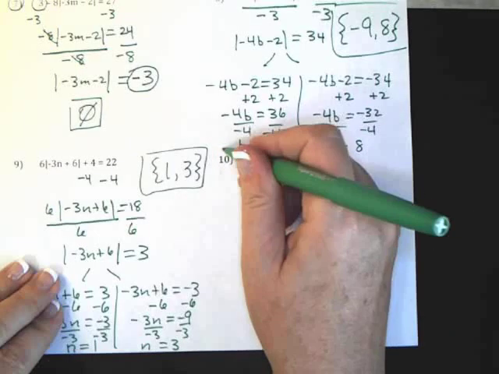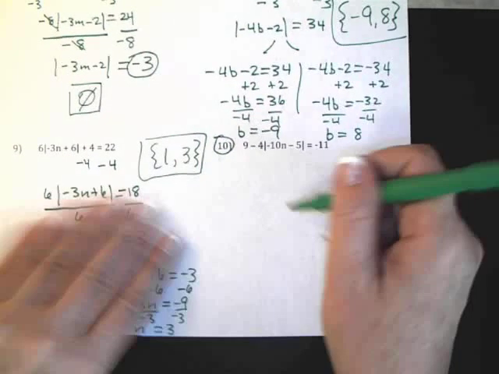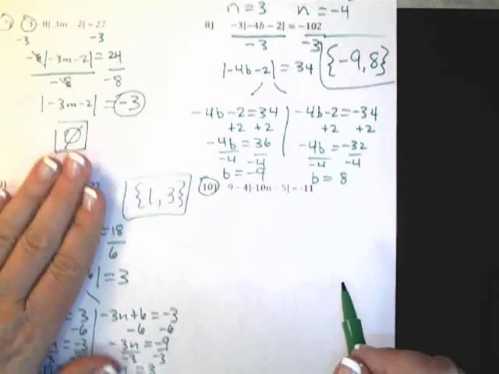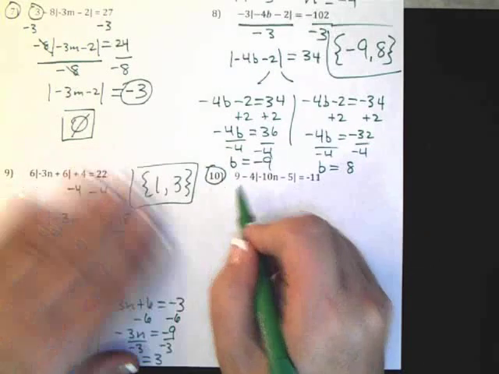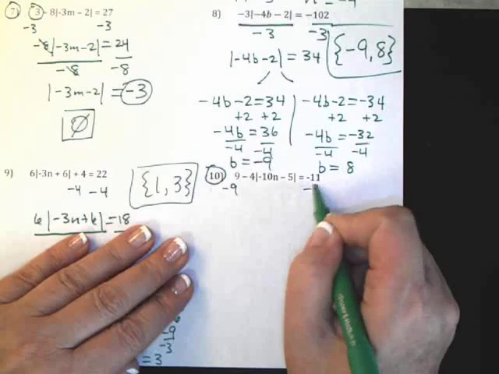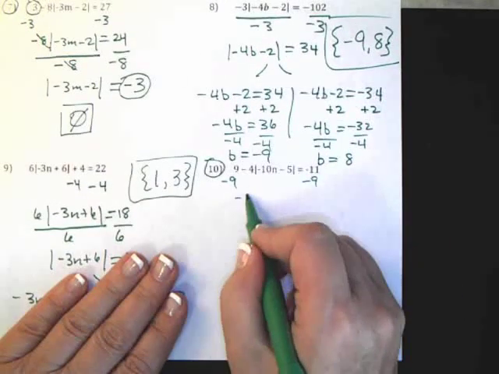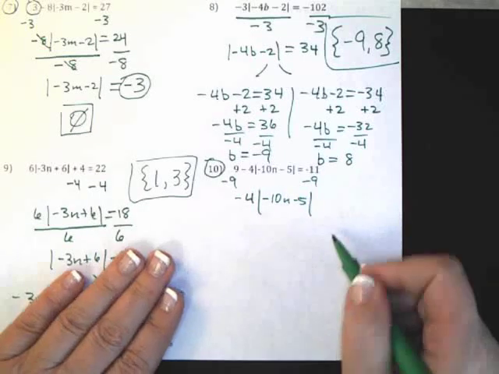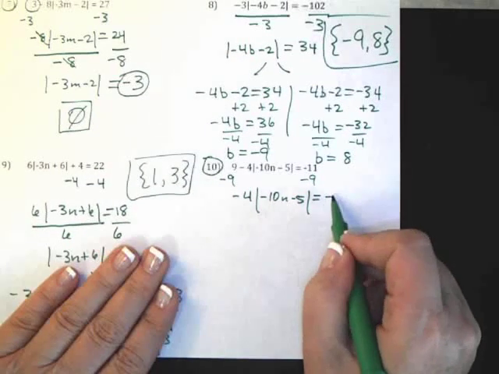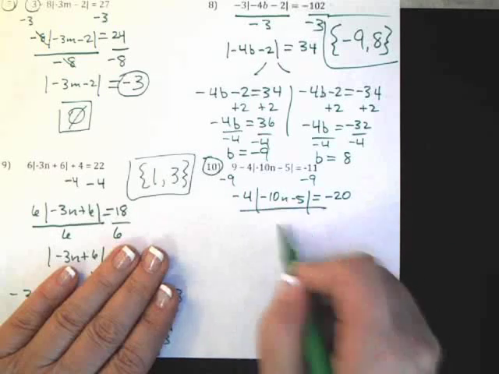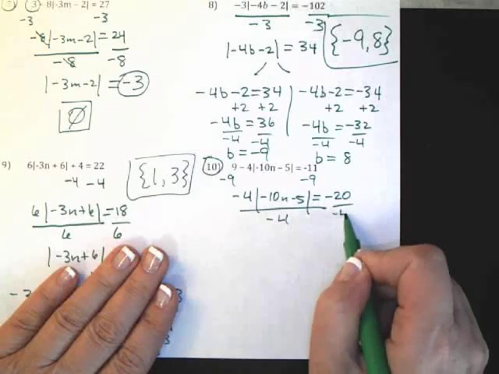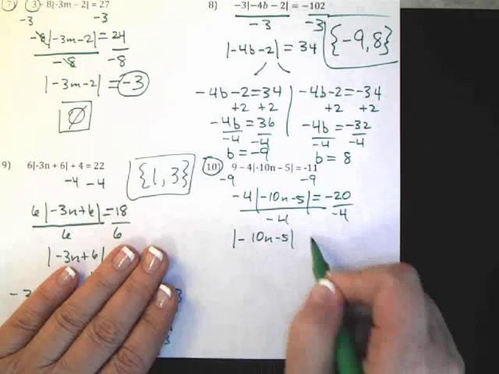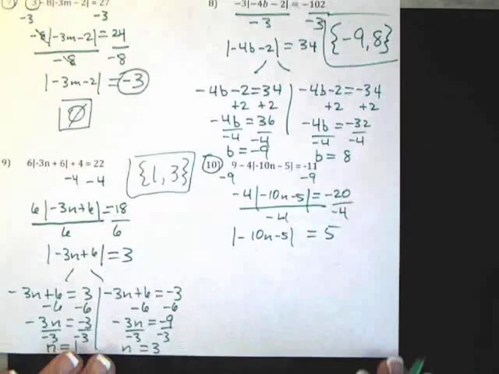All right, our last problem, number 10. So this is another one of those tricky ones where you cannot just take 9, subtract 4, because that's not following order of operations. So first let's get rid of this plus 9. So subtract 9 from both sides, so negative 4 absolute value, negative 10n minus 5 is equal to negative 20. Then we can divide both sides by negative 4. So absolute value of negative 10n minus 5 is equal to a positive 5.